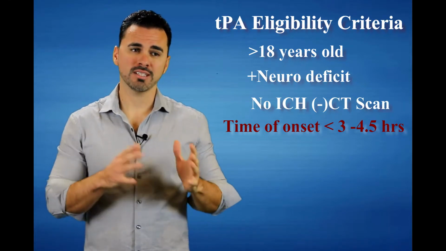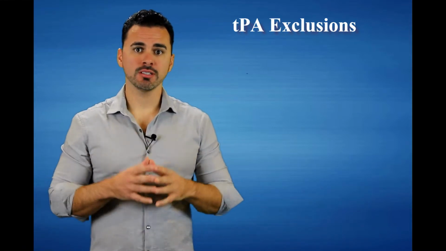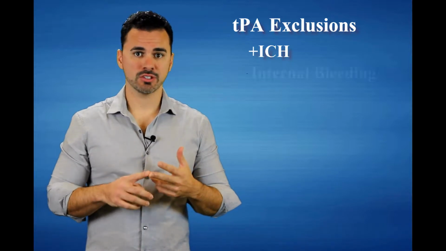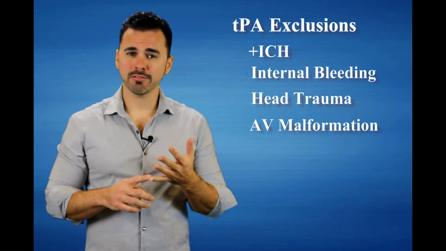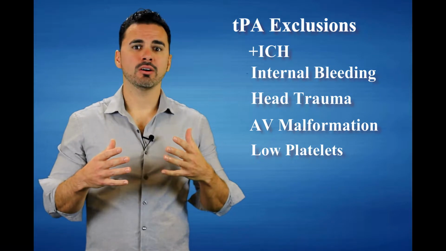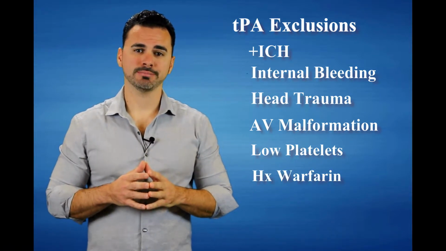Very, very important, because anything after that is going to be another exclusion for that TPA. And one of the Joint Commission core measures is going to be achieving door to needle time within less than 60 minutes. So now there's many more contraindications for getting TPA infusions, such as any form of intracranial hemorrhage or an active internal bleed, recent head trauma or surgery, the presence of an AV malformation or aneurysm, low platelet counts, or even if the patient is on warfarin, that's going to preclude them from getting TPA.